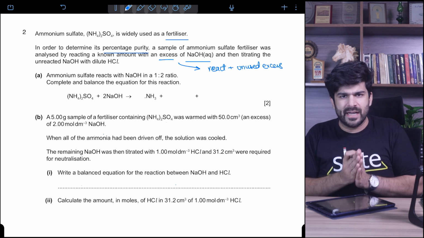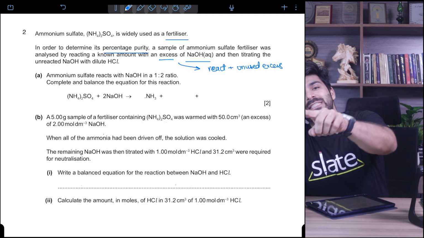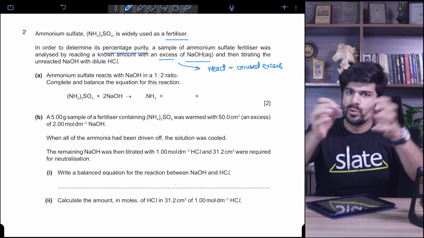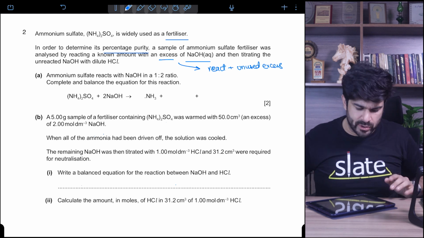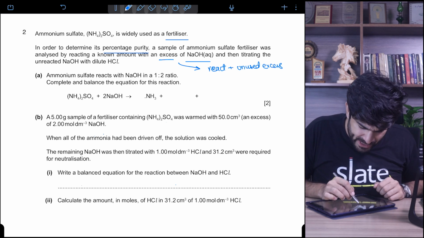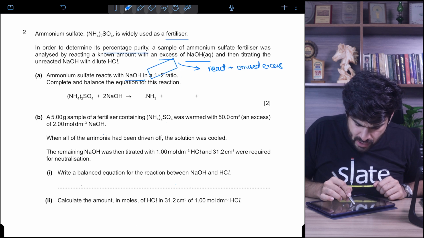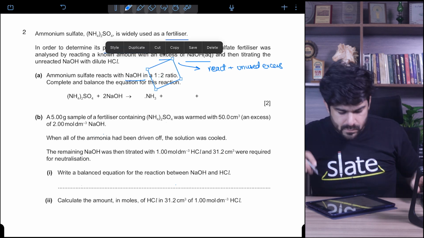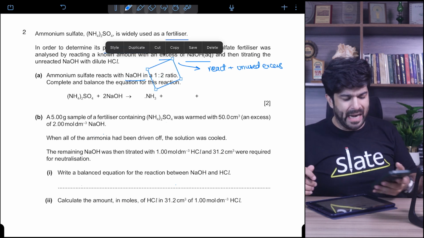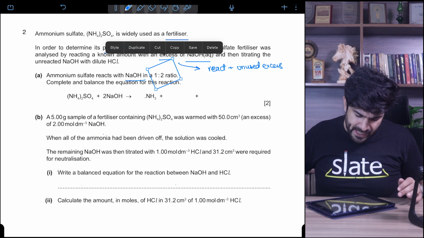So whatever is left, we react that with HCl. So that is something you have to break down in the questions. Ammonium sulfate reacts with sodium hydroxide in a 1:2 ratio. We know that very well. Complete and balance the equation. It's a very basic equation.